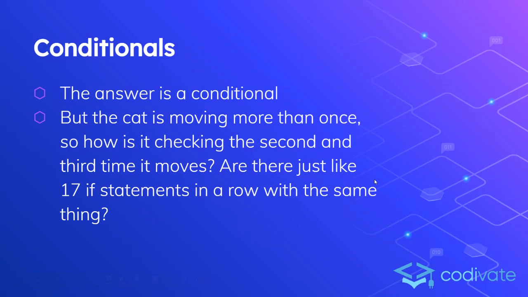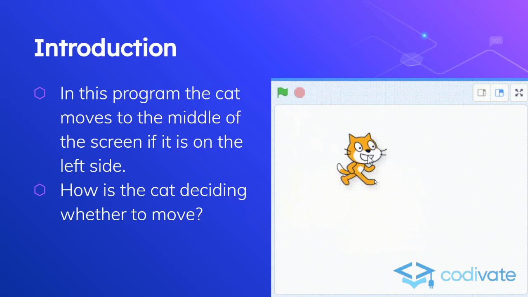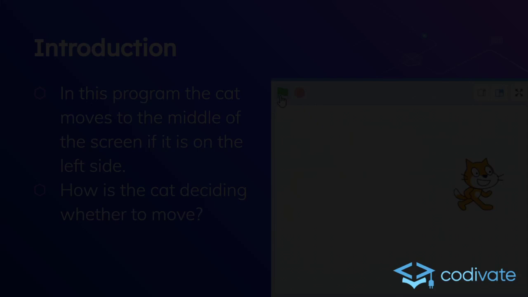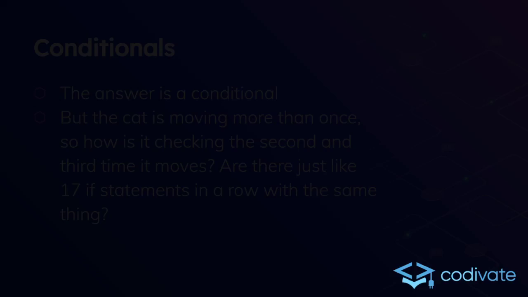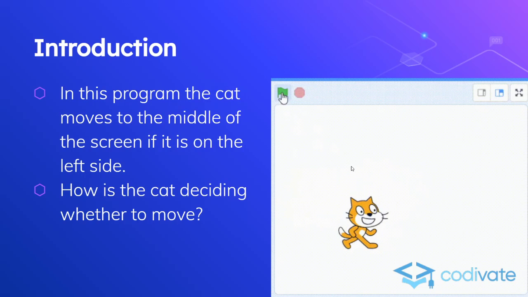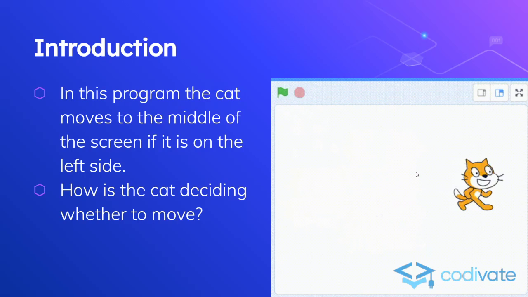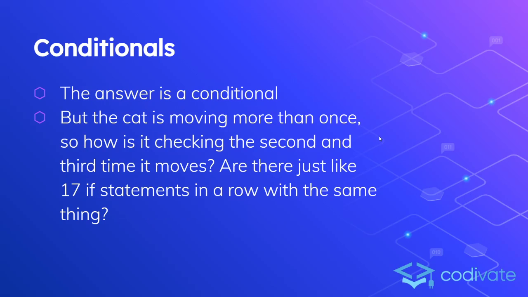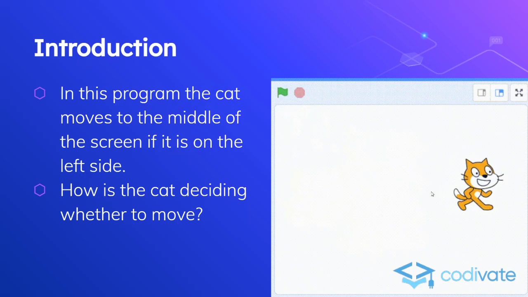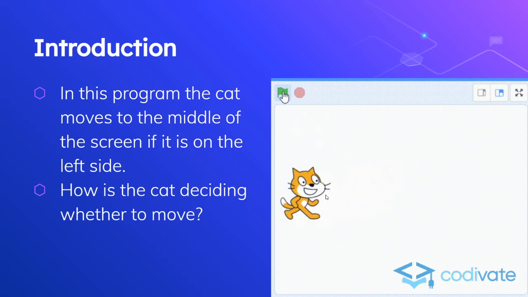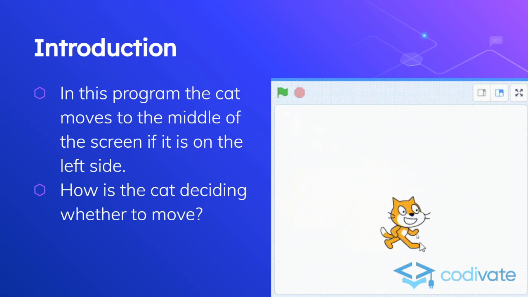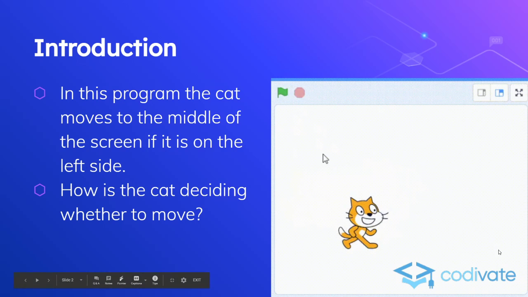So the answer to that little question is how the cat's deciding whether or not to move is a conditional. It's either if it's on the left side it moves, if it's not on the left side it doesn't move. But it's moving more than once, so it has to check multiple times. So if you slowed this down, you'd see that the cat is moving multiple times. So after it moves once, it has to check again. Okay, do I need to move a second time? Is it still on the left side?